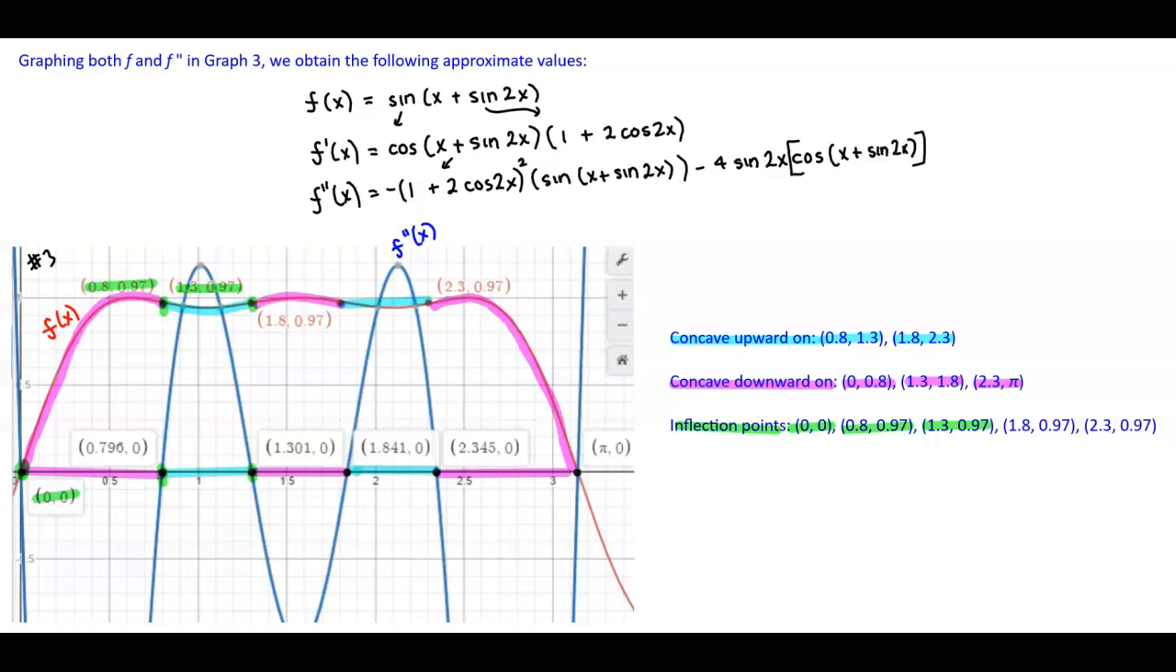And then we have another inflection point at 1.8, 0.97. So here is 1.8 on the x-axis, and then on the function here is the inflection point. And then at 2.3 and 0.97, again here is the value of x, 2.345, and there is the inflection point on the graph of the function.